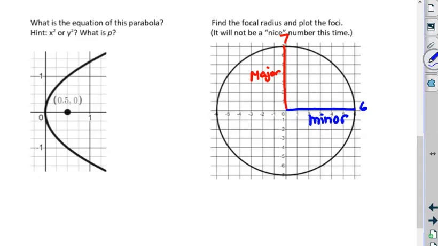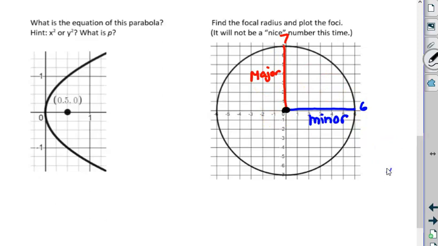Now, the foci are always on the same axis as the direction of the major axis. So my foci are going to be, here's the center point right here, one above the center point on the major axis and one below the center point on the major axis. But I need to figure out how far away they'll be.